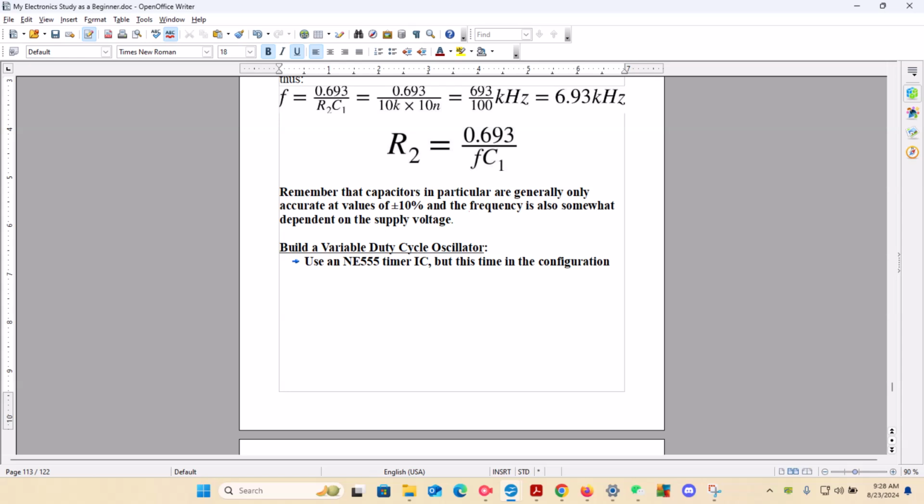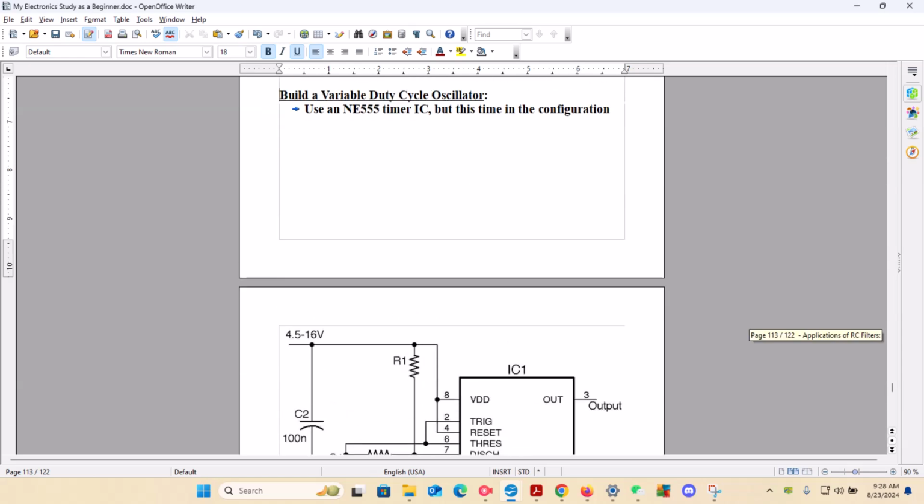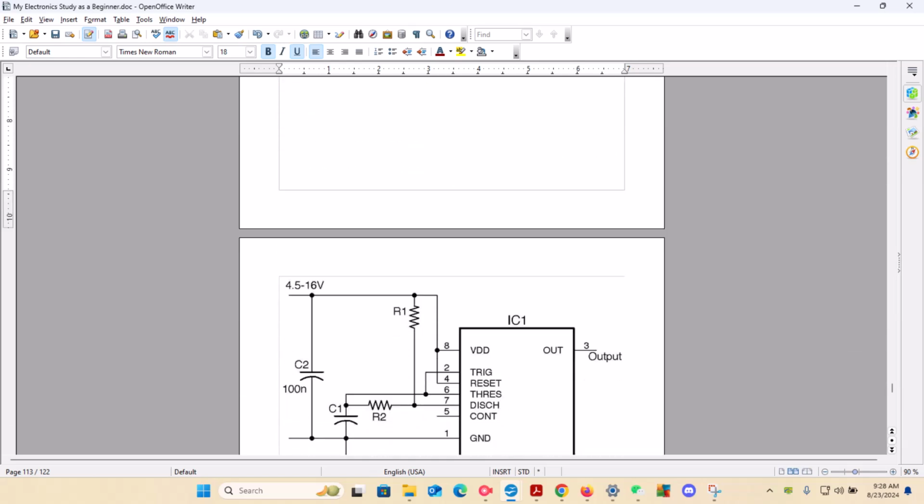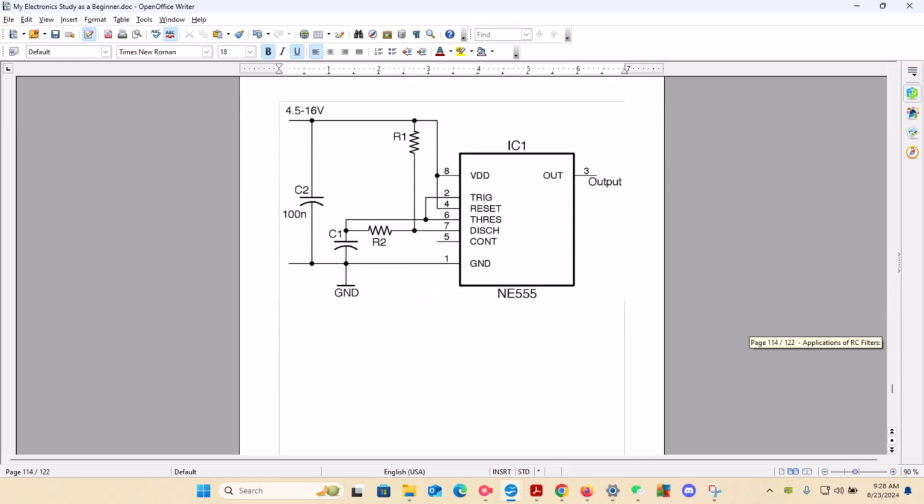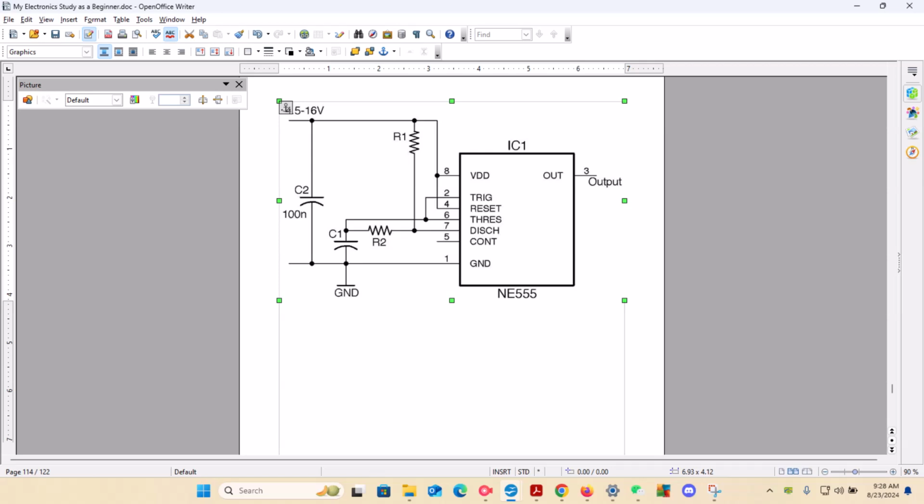Now, when you want to build a variable duty cycle oscillator, what you want to do is use that original chip that I was talking about. That's the NE555 timer IC. The IC stands for integrated circuit, otherwise known as a computer chip. That's the old term. But this is in the configuration as shown here in the diagram. So we have something very similar to what we saw before.